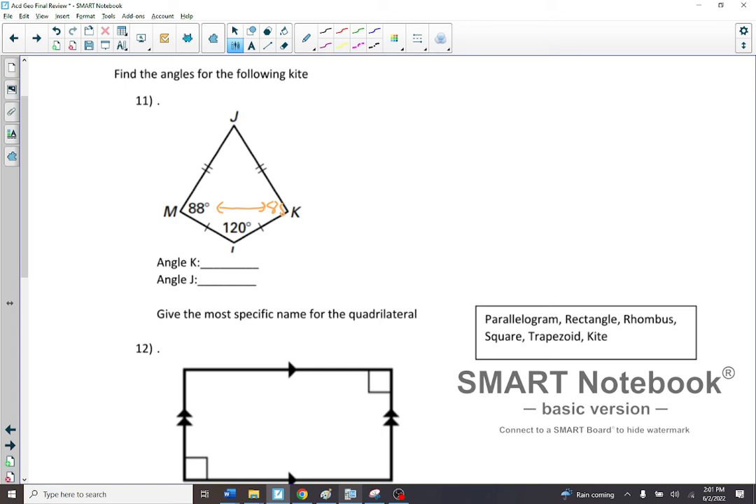Isn't J half of 120? No. J is going to be what's left over. This is a four-sided shape, and the inside of a four-sided shape always adds up to 360. So 360 equals 88 plus 88 plus 120, 172, 180, 292. I got 296. Yeah, 296, because it's 8, not 6.